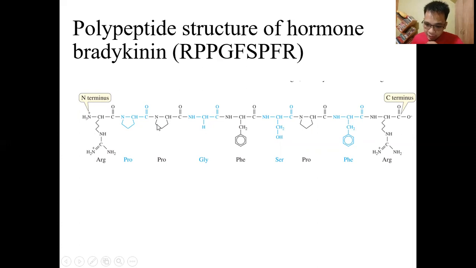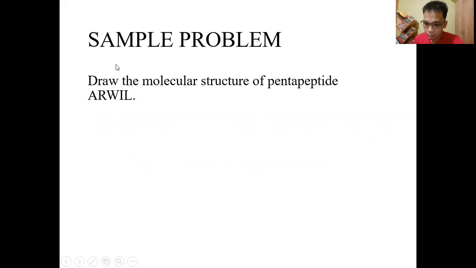Then two prolines, you'll notice we have glycine, which is G, then phenylalanine. And then what is this? This is serine, right, guys? And then we have this proline again, phenylalanine, and then R. So, that's it. If you notice, this is our amino acid sequence which falls under our primary structure, guys. That is the amino acid sequence of our hormone bradykinin. Okay? So that's my point.